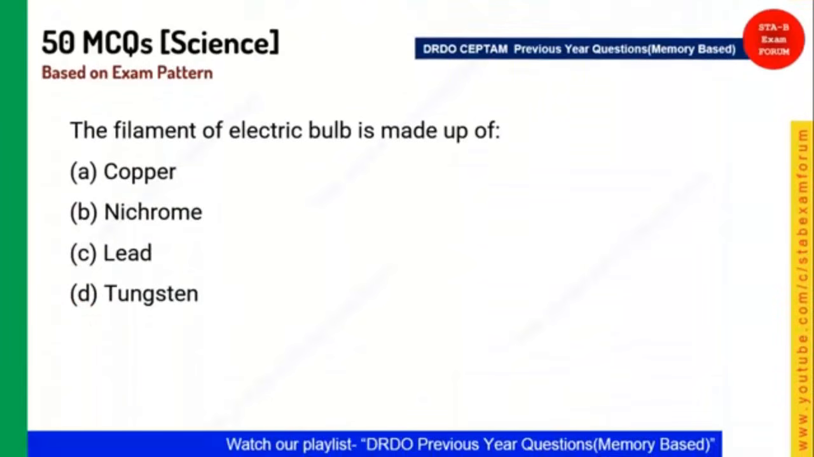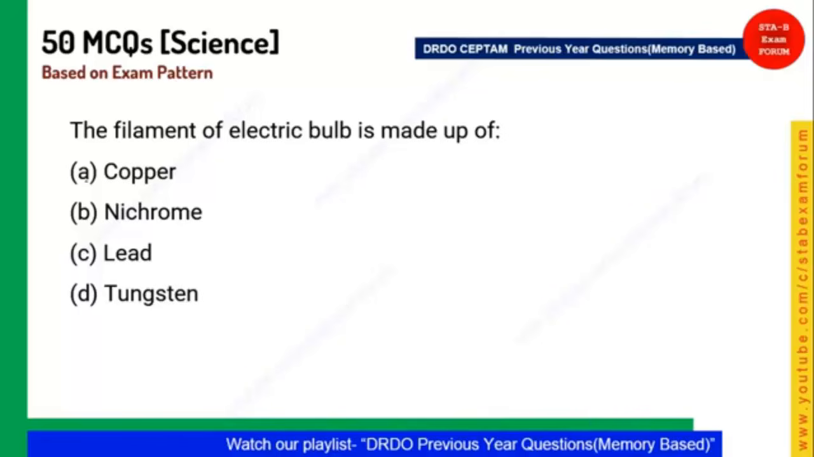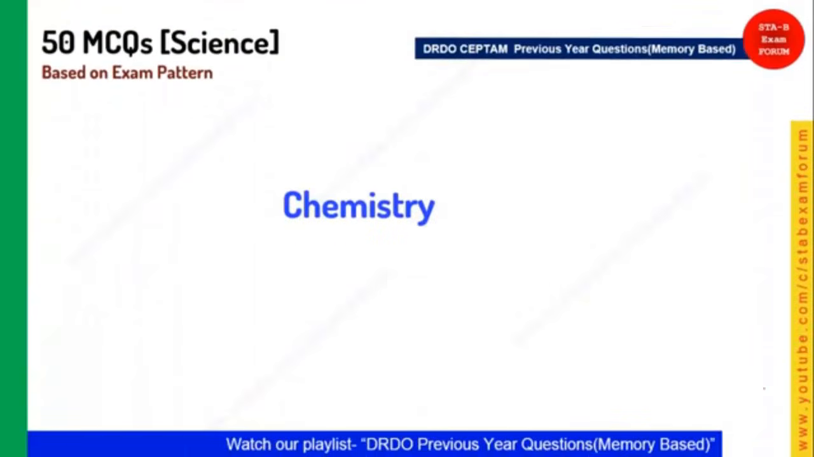Quickly coming to the next question. The filament of an electric bulb is made up of what? A very simple one, student. It is based on certain electrical properties, and the answer for this question is tungsten, not nichrome. Nichrome is a good conductor of heat, but for the electric bulb, tungsten is used. Okay, so we have seen 10 questions on physics.